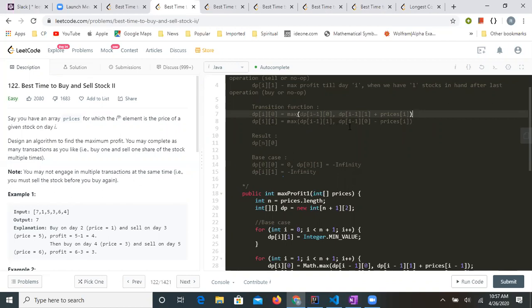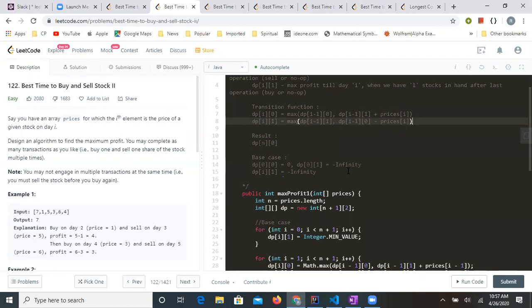DP[i][1], this is where you were having k minus 1 transaction, and look at it. You will have 1 stock in hand. How can you have 1 stock in hand? If you already had 1 stock in hand from the previous day, or from the previous day you had 0 stocks in hand, but today you plan to buy 1.